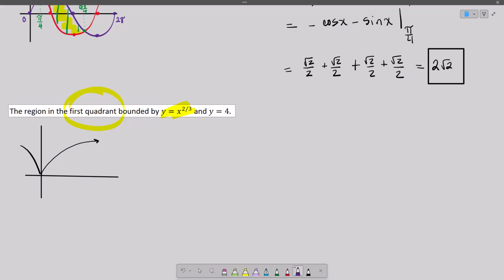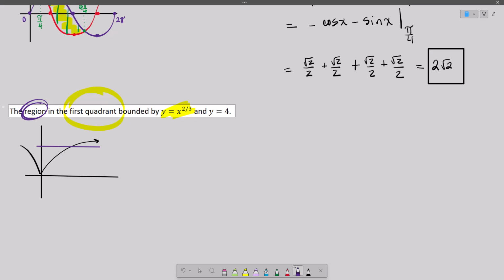So then the second function is y equals 4. And again, we're just looking in quadrant 1, so we'll just do that. One thing that's got to be true is that we can't have ambiguity. There should be only one region that's defined by whatever the description is. Otherwise, it would be too ambiguous.